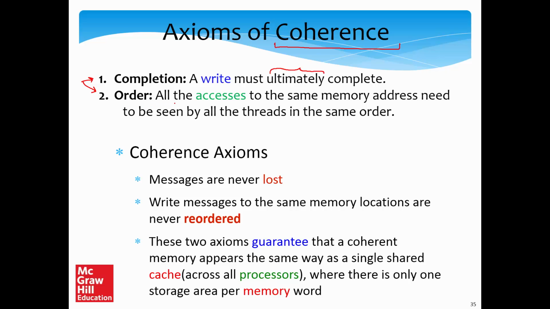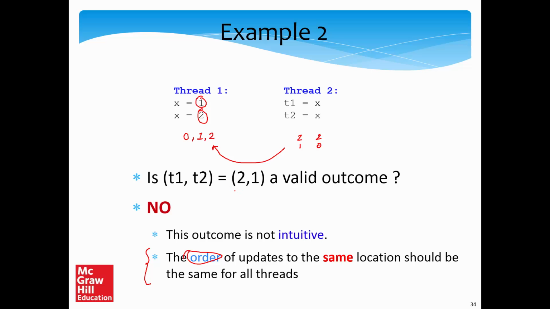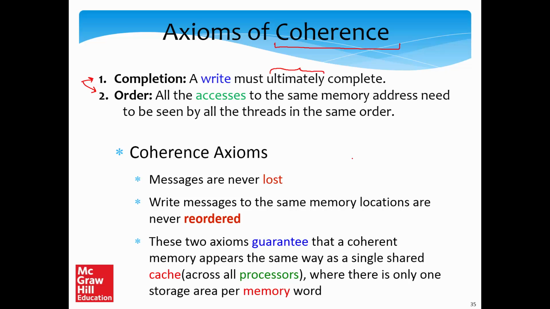Second is the order axiom, which says that all the accesses to the same memory address need to be seen by all the threads in the same order. So this outcome is essentially not a valid outcome because it violates the order axiom, right? That 0, 1, 2 is the order seen by thread 1, but thread 2 is basically seeing 0, 2, and 1, right? And 0, 2, 1 and 0, 1, 2 are not consistent, are not the same, so we are violating the order axiom.